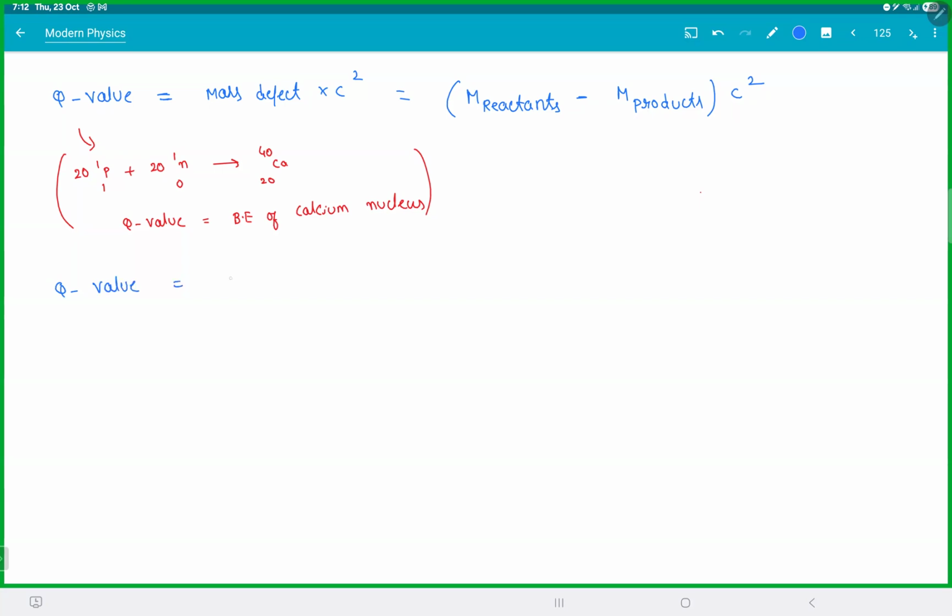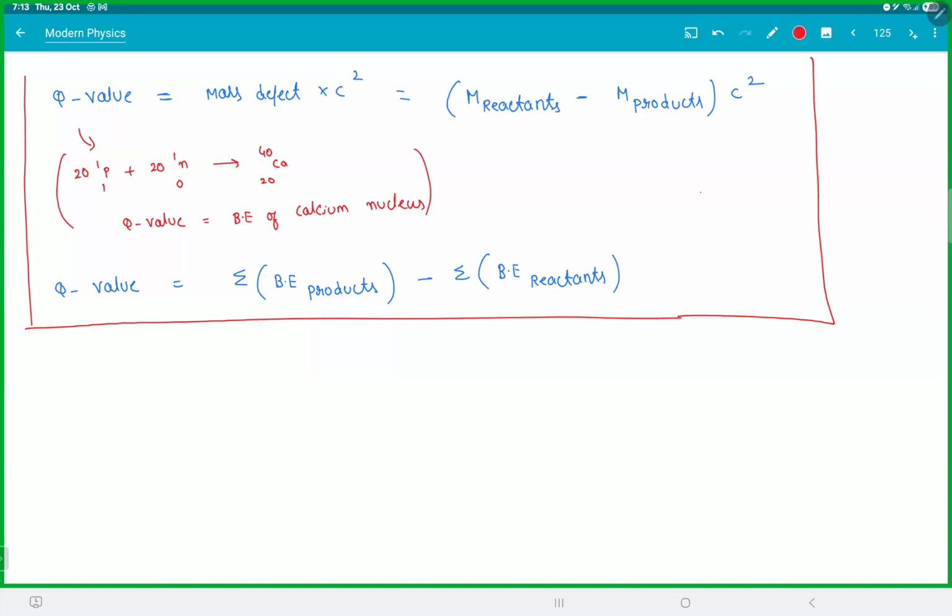Another way of writing this is using binding energy. Sigma of binding energy of products minus sigma of binding energy of reactants. Now be careful, if you use mass, reactants have more mass than products. But if you use binding energy, it is products minus reactants. Because what is binding energy exactly? Binding energy is actually the negative of the energy. So because of the minus sign, it becomes like that. What is the meaning of that? Binding energy is the negative of the energy.